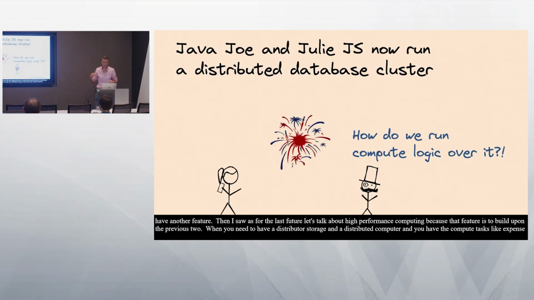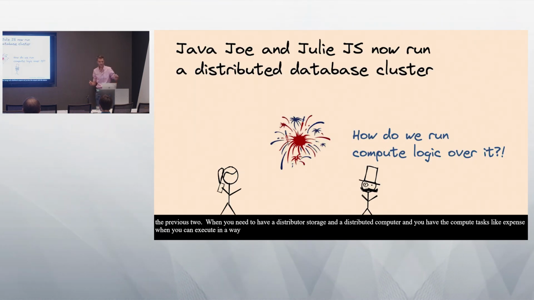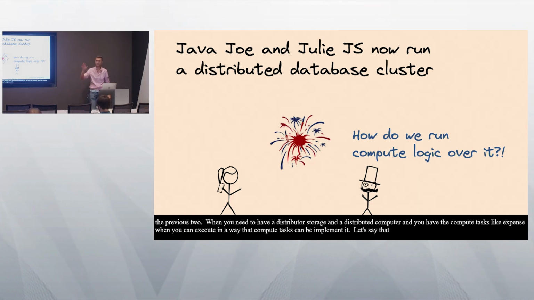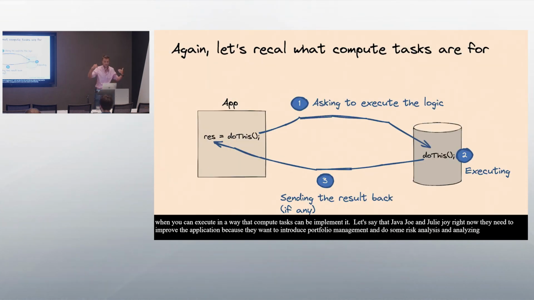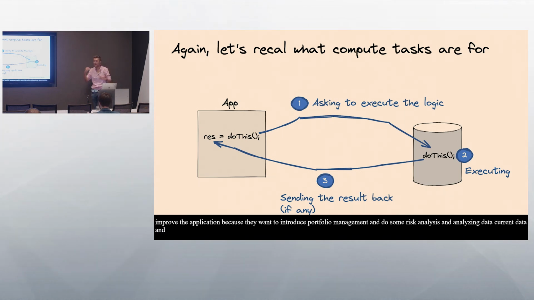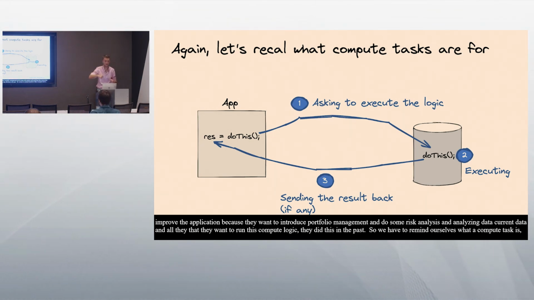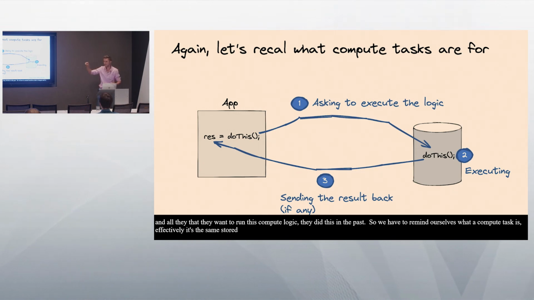So if to, again, return to our heroes, let's say Java Joy and Julie.js right now run their distributed database cluster, they're highly available and so on. And right now they need to improve their application because basically they want to introduce some portfolio management capabilities. They need to do some risk analysis, meaning analyzing current data and old data, and they want to run this compute logic. They did this in the past. So if to remind ourselves what a compute task is, effectively it's the same as a stored procedure, but it can be executed straight from your code. It's like you have your application, you have this method, and this method is executed on your database, and that's it.